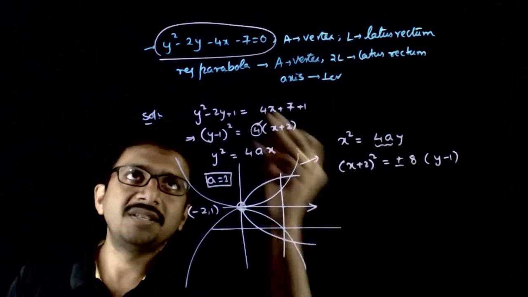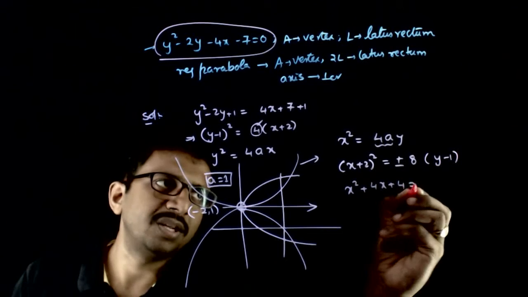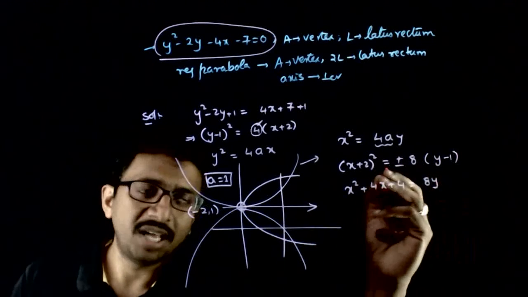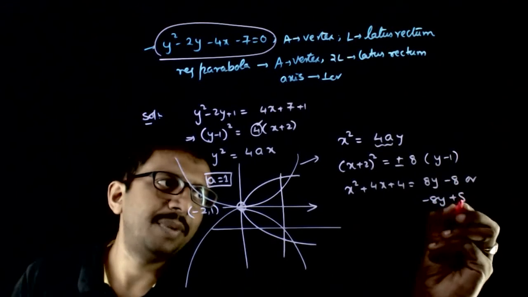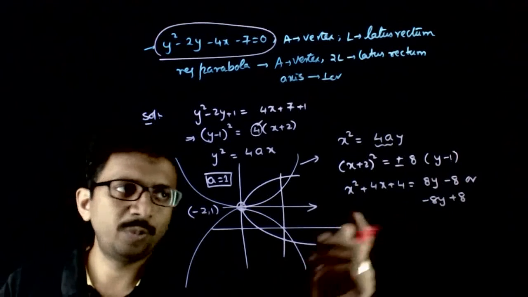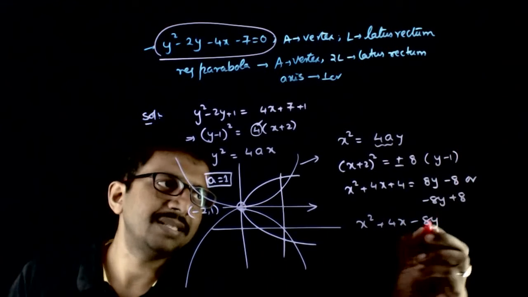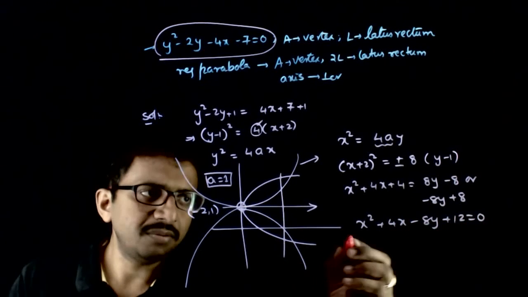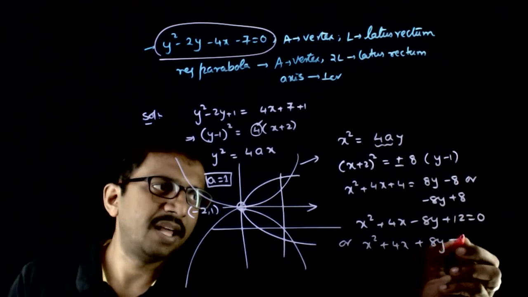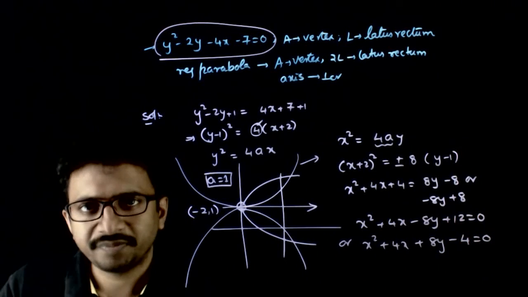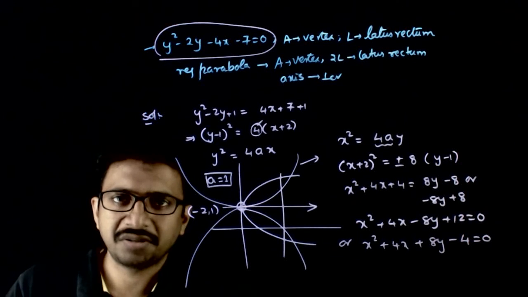Effectively, if you convert this into the same form as the original one, x² + 4x + 4 = 8(y − 1) or −8(y − 1), that is, 8y − 8 or −8y + 8. So these are the two parabolas. If you bring everything to one side, x² + 4x − 8y + 12 = 0, or x² + 4x + 8y − 4 = 0. These are the two possible parabolas which satisfy the given conditions. Thank you.